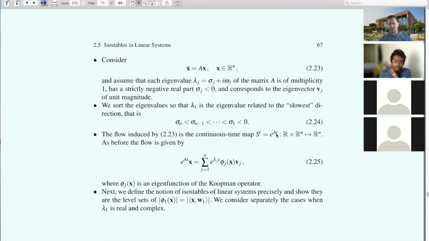This R here stands for time, and then R^n to R^n, right? So you start with some initial condition in R^n at some given time, you map it to another condition, and that final condition is going to be obtained by the spectral expansion that we studied in a number of previous lectures. In this case, we have eigenvalues with multiplicity 1, so we get the sum of e^(λ_j t) φ_j v_j, where φ_j is the eigenfunction. So everything is as before. Now I'm going to say the following.